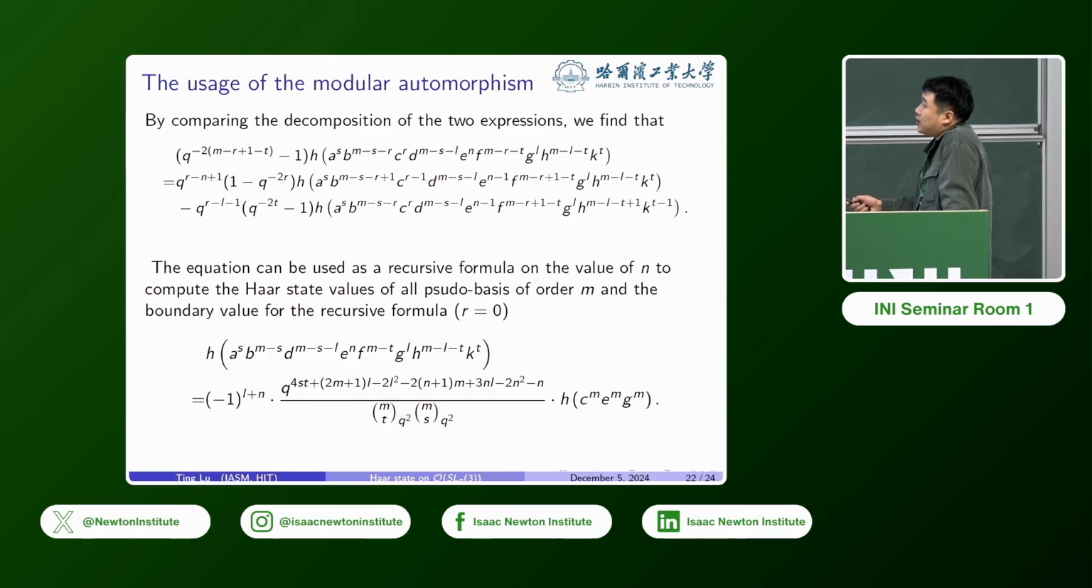And as I stated here, this is actually a recursive relation on the number of generator E. On the right-hand side, all the monomials have n-1 generator E, and on the left-hand side, it's a monomial with n generator E. So you can use this recursive relation to compute the Haar state of all pseudo bases of order M. And this is going to serve as one of your boundary points corresponding to R equals 1.